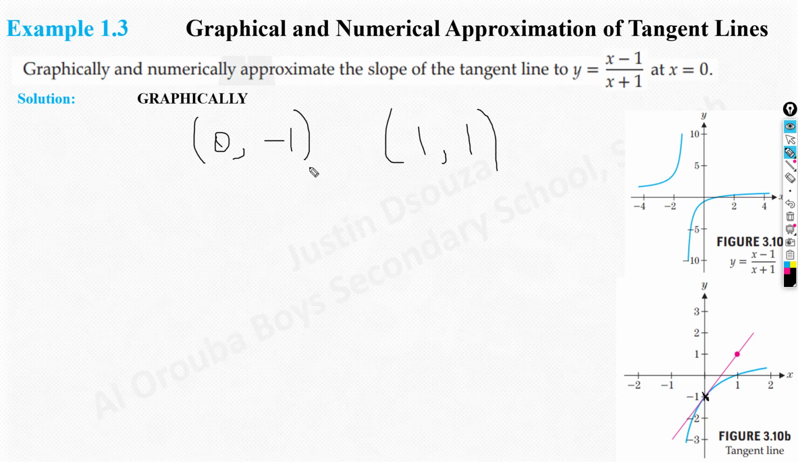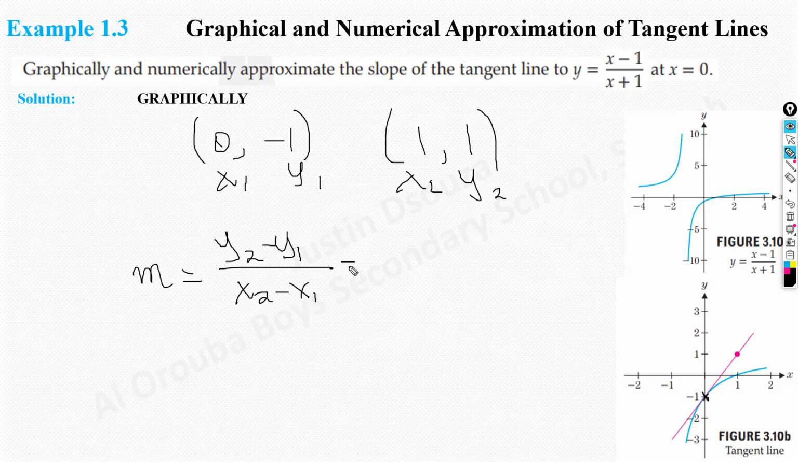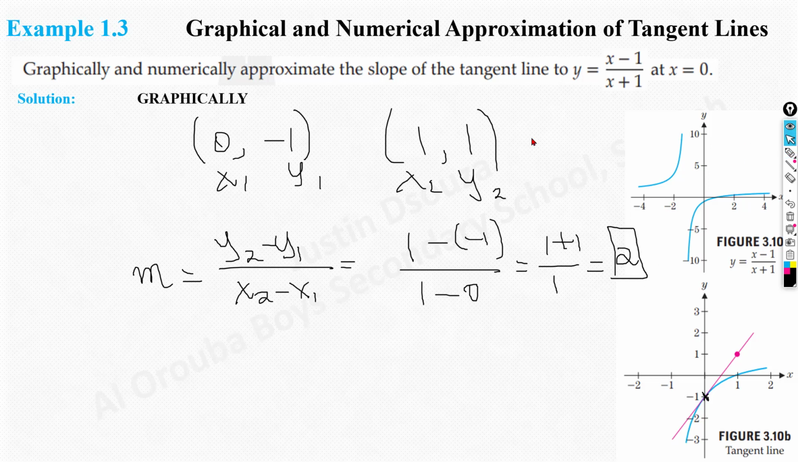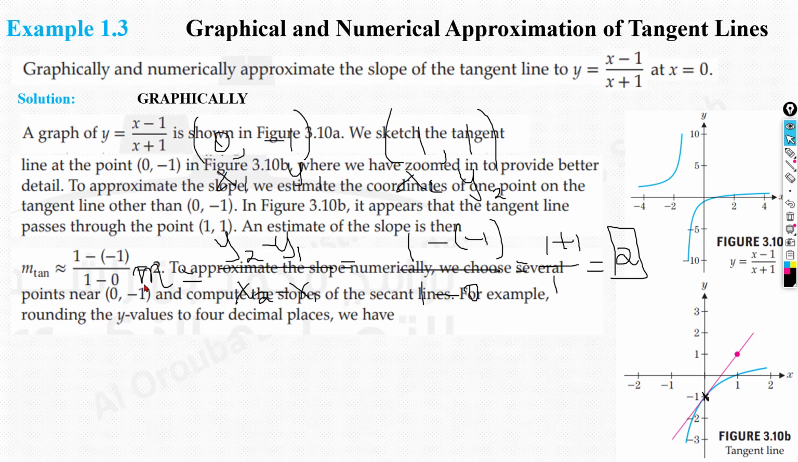Okay, and now let's find the slope of these two. So x1, y1, x2, y2. Let me just write the slope. M equals y2 minus y1 divided by x2 minus x1. This is the basic, the crudest form of the slope formula. Now y2 is 1 minus y1 is negative 1, divided by x2 is 1 minus 0. The answer would be 1 minus of minus 1 is 1 plus 1, by 1. It is 2. 2 by 1 is 2. So this is graphically. Okay, the answer is, let's just check, it's 2.